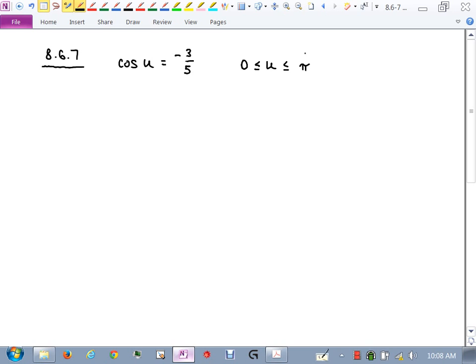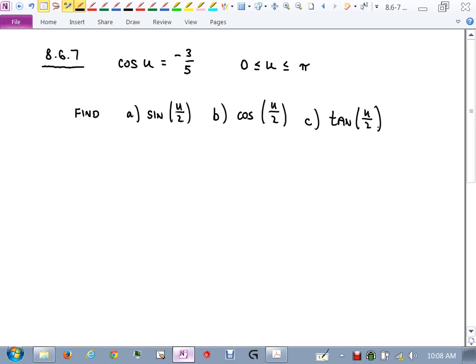I want us to find A, sine of U over 2, B, cosine of U over 2, C, tangent of U over 2. So what's sine of half the angle, what's cosine of half that angle, and what's tangent of half that angle?